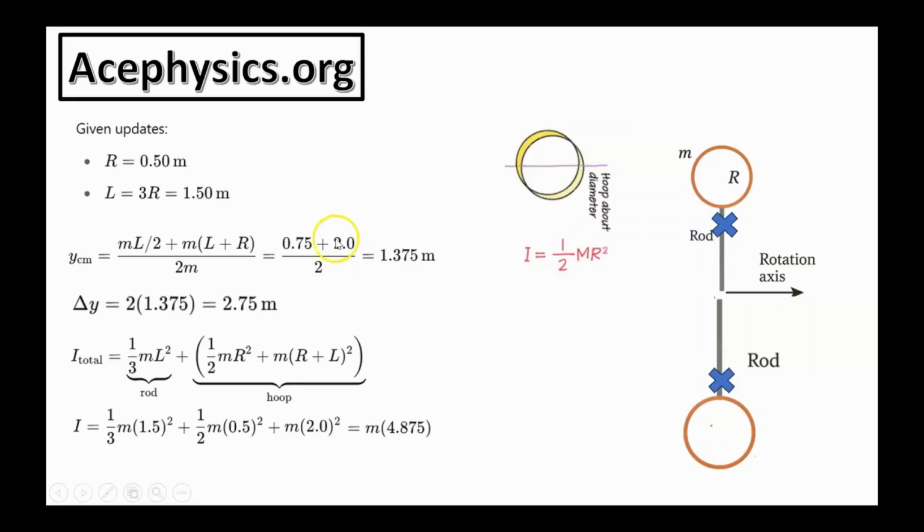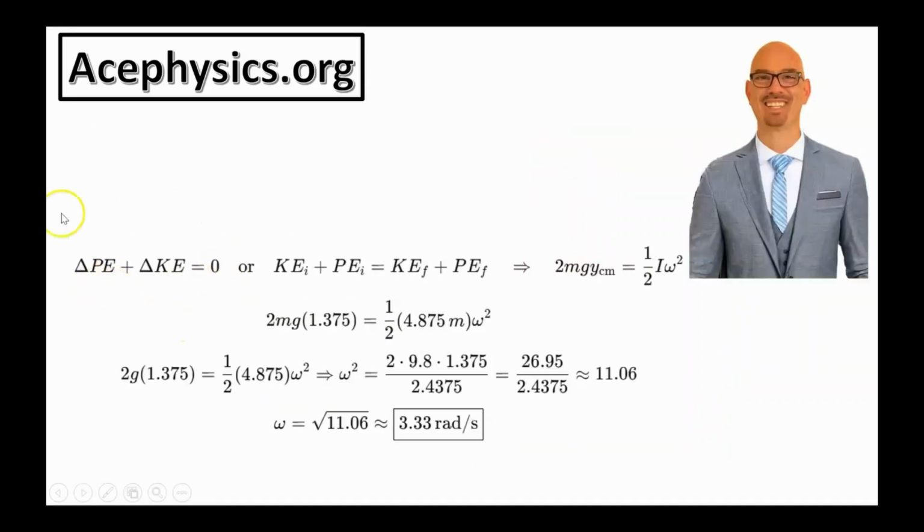We'll also need the total moment of inertia of the object. We can calculate that by adding the moment of inertia of the rod to the moment of inertia of the hoop. The moment of inertia of a rod rotated about one end is 1/3 ml squared. The moment of inertia of a hoop about an axis through its center is 1/2 mr squared. The distance from this rotation axis to the center of the hoop is r plus L. We can use the parallel axis theorem and find the total moment of inertia of the system is m times 4.875.